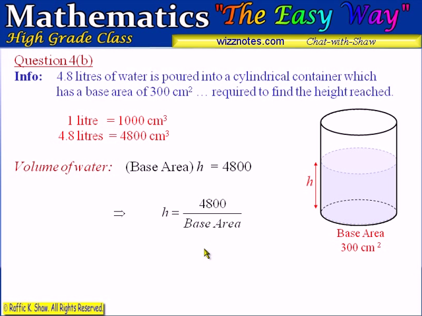Alright, the base area is 300, so we'll now put the 300 in. So it's 4800 divided by 300, and we end up with 16 centimeters. So the height of water in the bucket is 16 centimeters, and that's the answer for question 4b. Now let's move to question 4c.